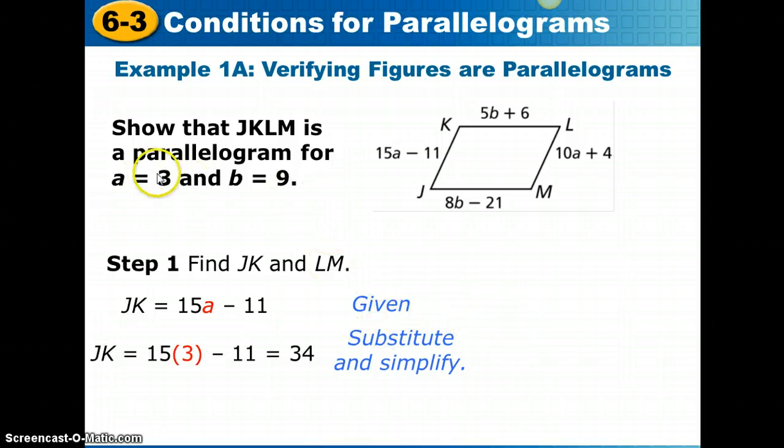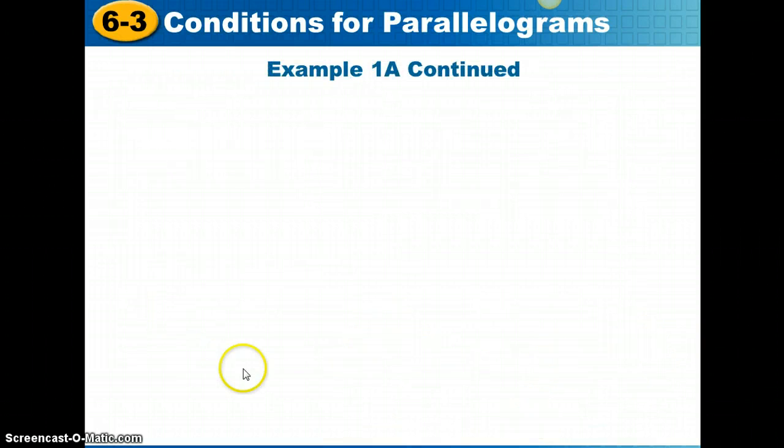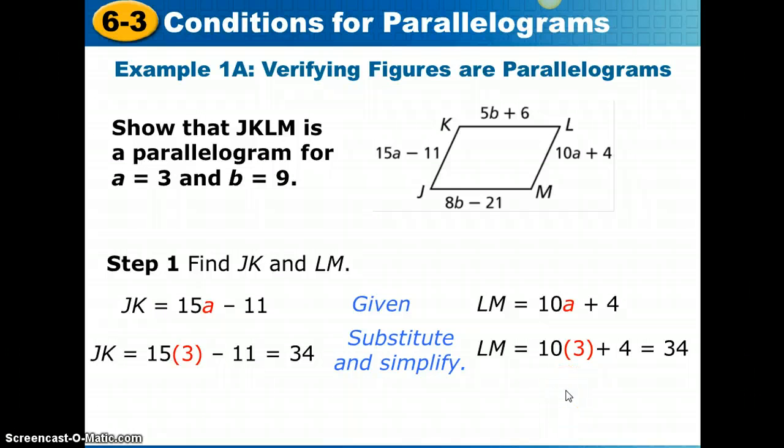We can substitute 3 in for a, and we get that JK is 34. But I can do the same thing for the same reasons on LM. We're given 10a plus 4. We substitute in 3 for a, and we also get 34. So we can conclude that JK and LM are congruent because they have the same measurement.